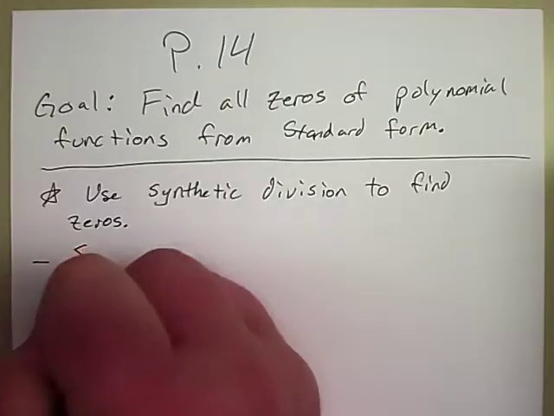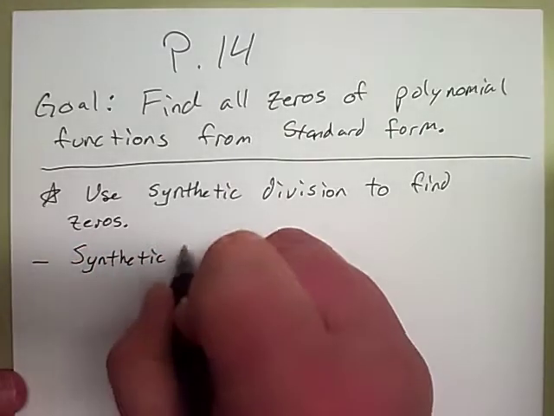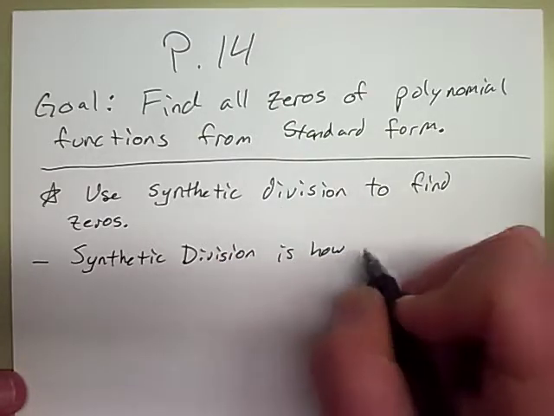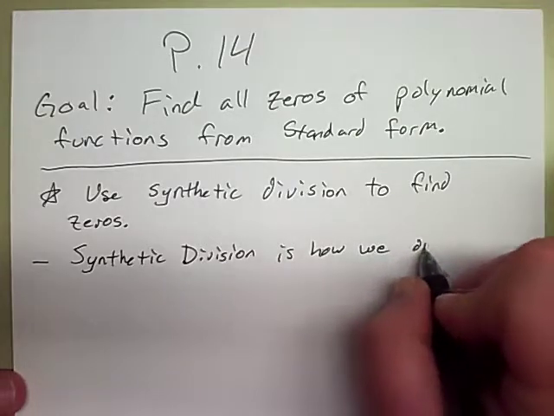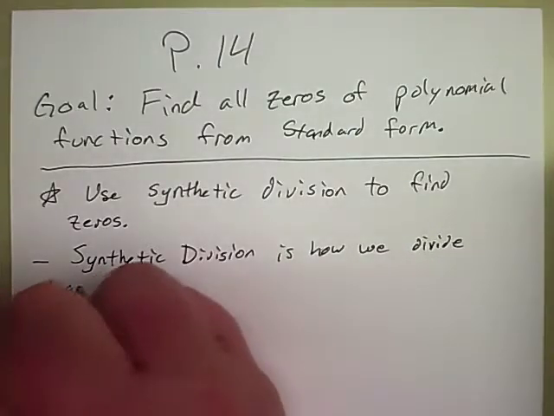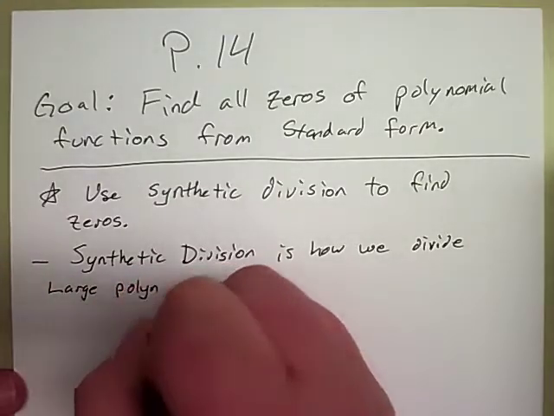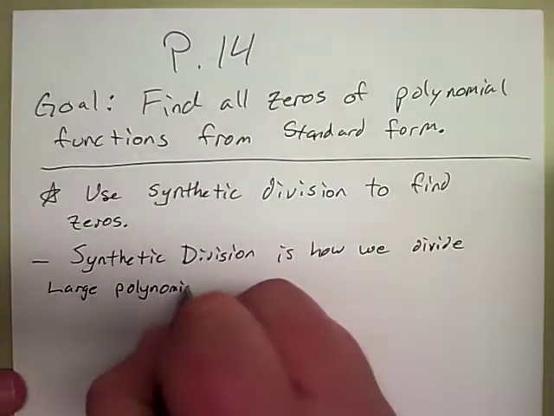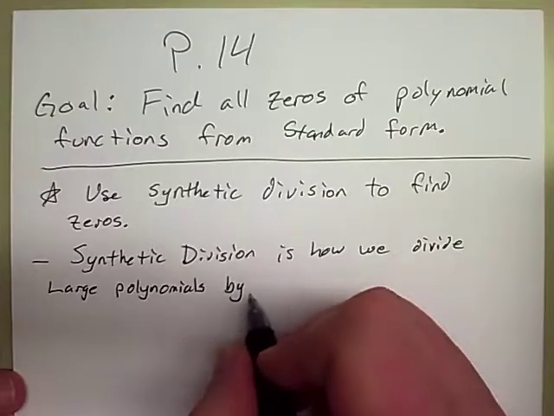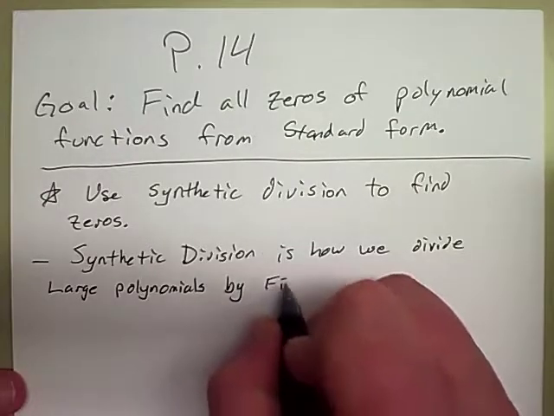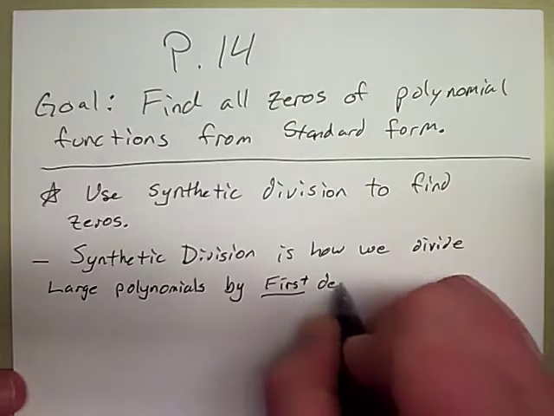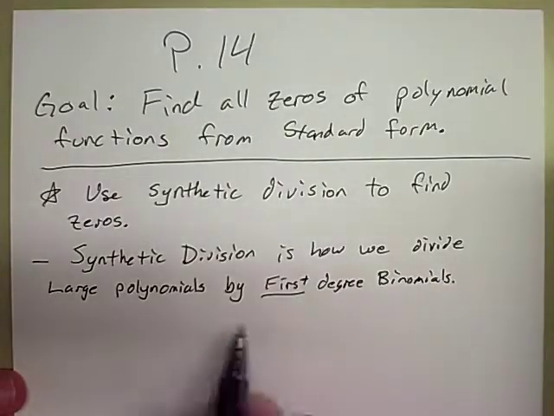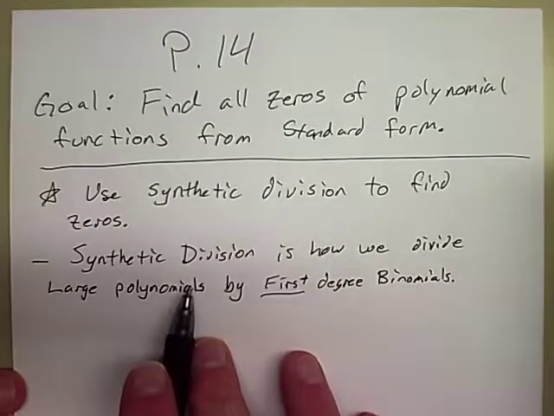So synthetic division is how we divide large polynomials, so polynomials of degree 3, 4, 5, or 6 or more, by first degree binomials. Now it's important that we say it like this: first degree binomials. All right, so it has to be a first degree binomial that we divide out.